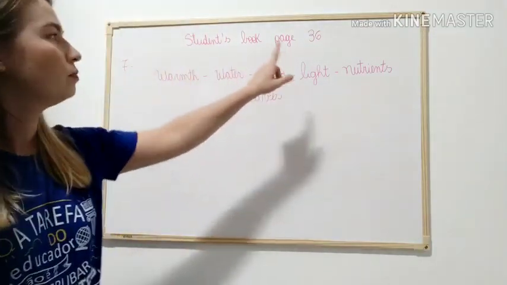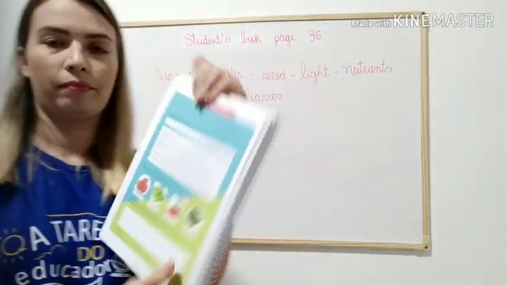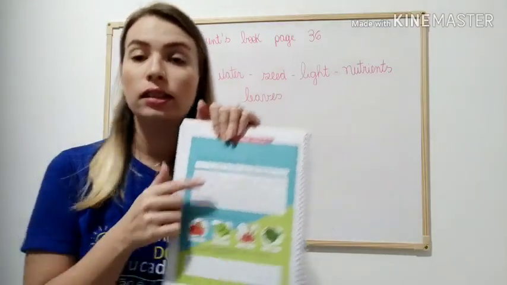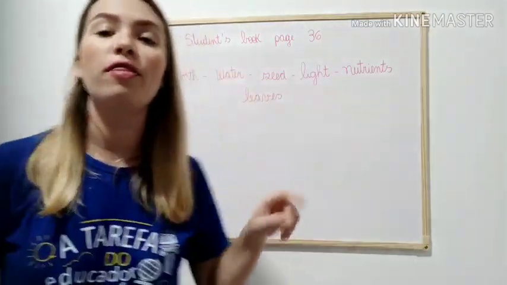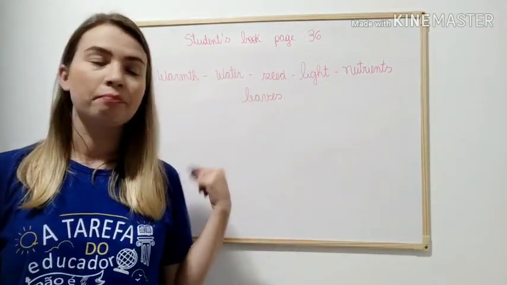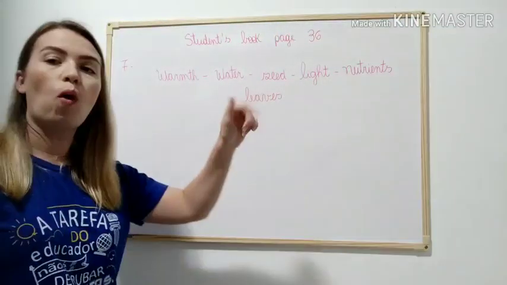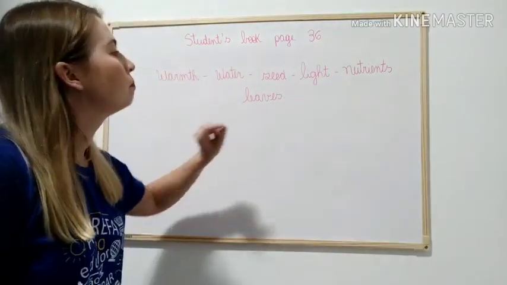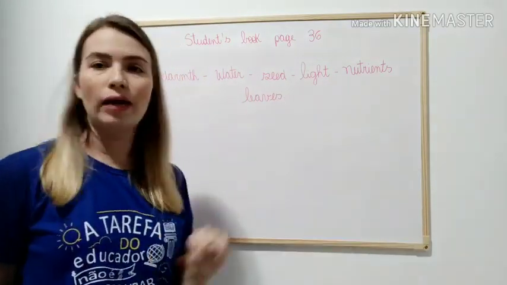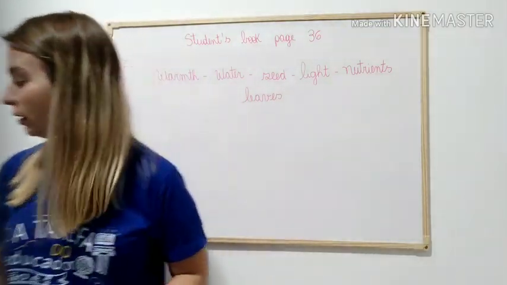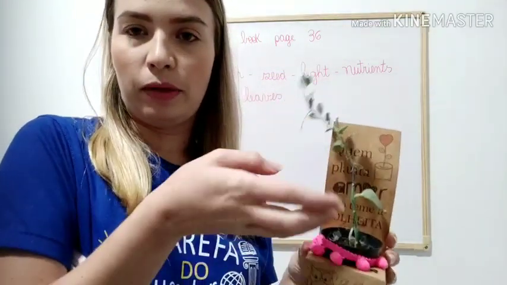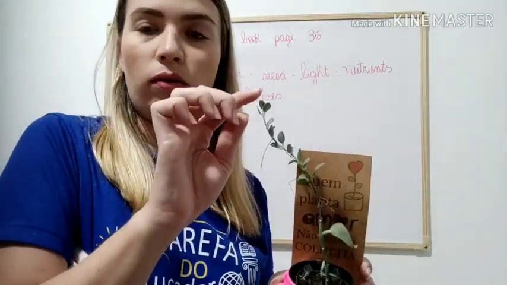So, page 36, number 7. Here, we are going to complete this text with these words. Okay? Warmth, let's see here. Warmth, water, seed, we use it to plant, seed. Light, nutrients, and leaves. Remember the leaves. Look, leaves. This plant grows. So, the leaves.